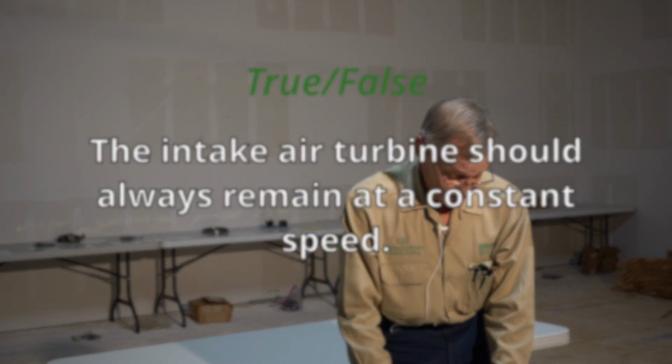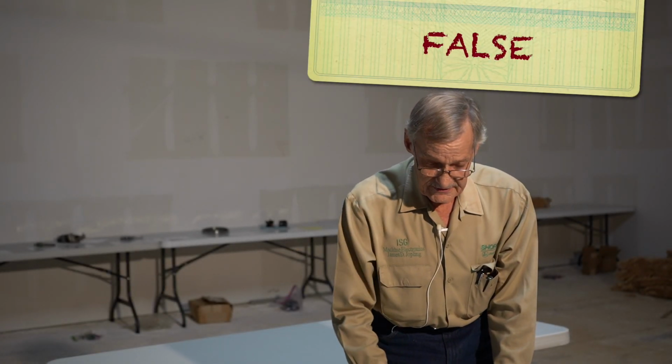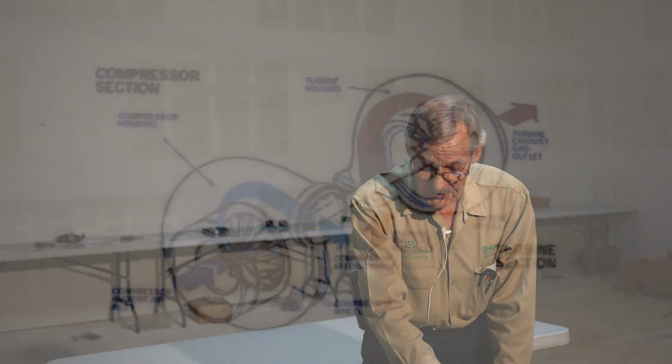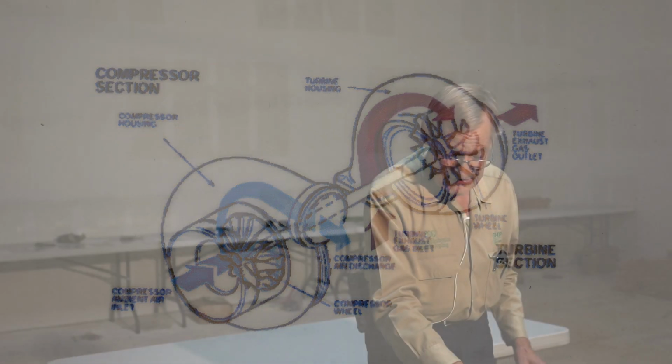Next question is false. The air intake turbine should always remain at a constant speed. That is inaccurate. That intake turbine speed is going to be controlled by the exhaust volume. The more exhaust gases, the faster the exhaust turbine, which is in here, is going to be spun, therefore it's going to increase the velocity of that intake.